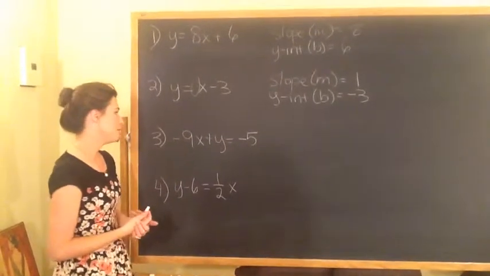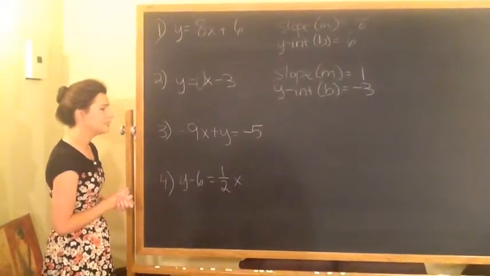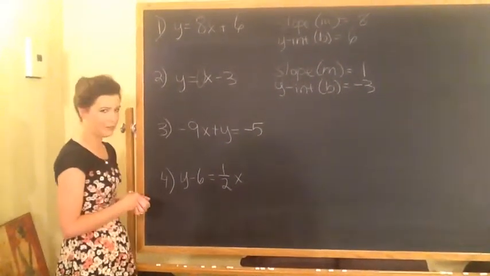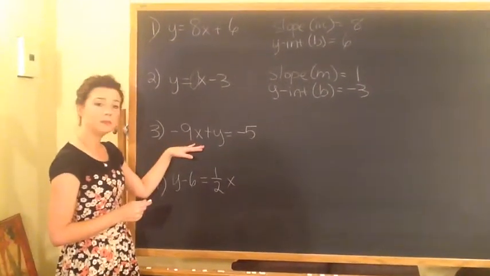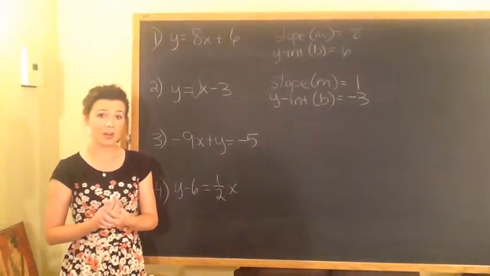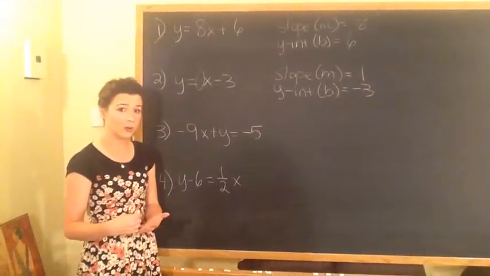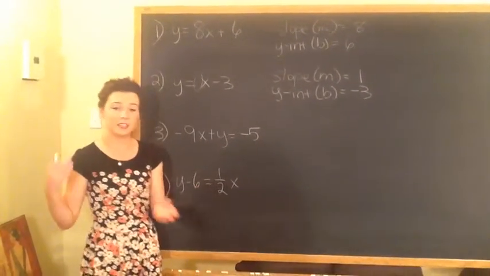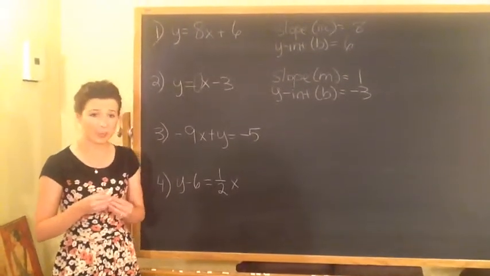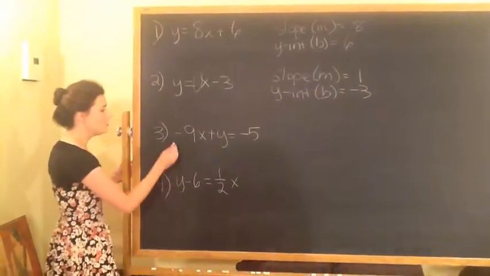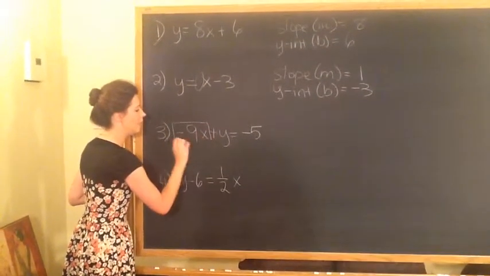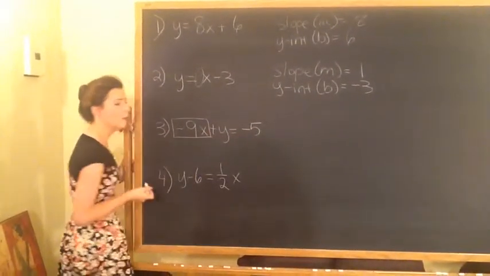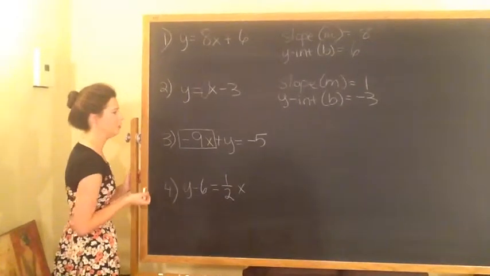Alright, number 3. We have negative 9x plus y equals negative 5. The first thing that I'm noticing right off the bat is that the x term and the y term are together. But in our formula, it's y equals mx plus b. So that means the y and the x term should be separated by the equal sign. So I'm going to try to get this 9x term over to the other side, so it can be with the y-intercept, or the constant term.